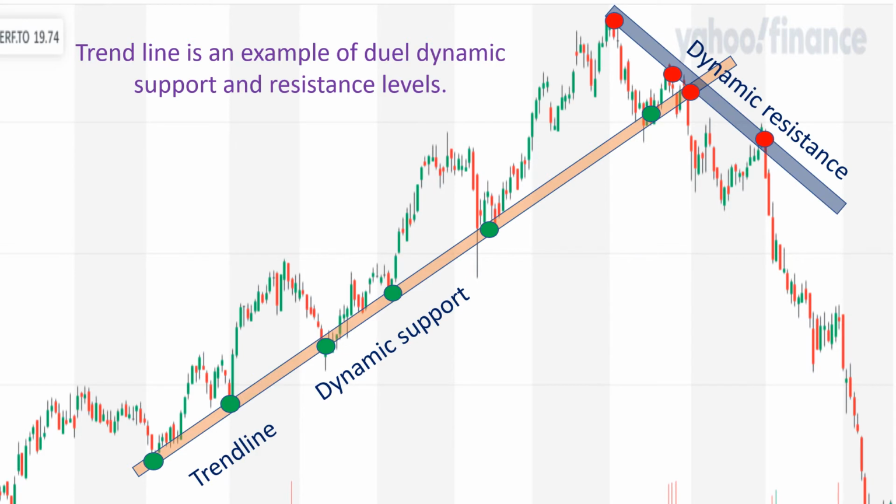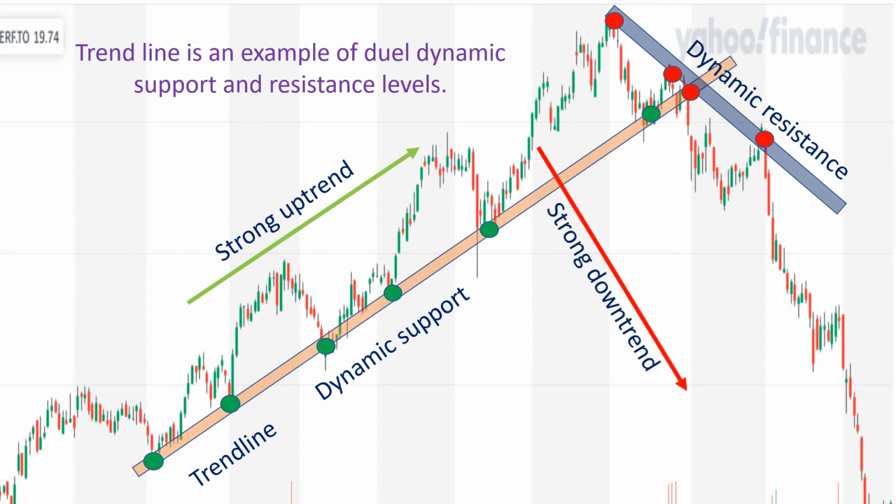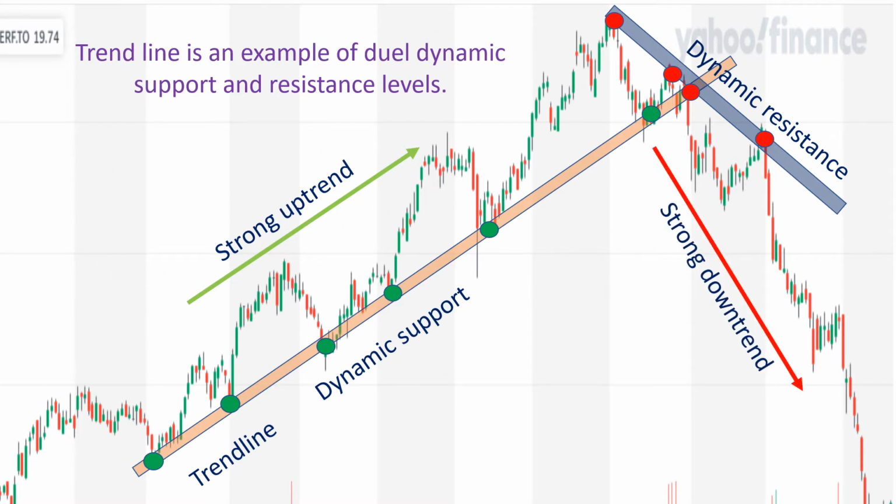This is another trend line with 4 touches and it is considered as a resistance level since the price is below the trend line. The first one is considered as a strong uptrend and the second one is considered as a strong downtrend.